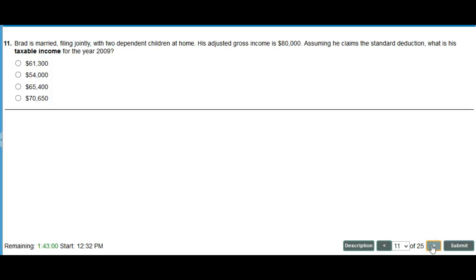Question 11. Brad is married, filing jointly with 2 dependent children at home. His adjusted gross income is $80,000. Assuming he claims the standard deduction, what is his taxable income for the year 2009? $61,300, $54,000, $65,400, $70,650.